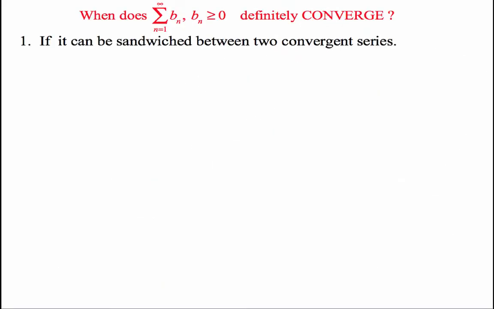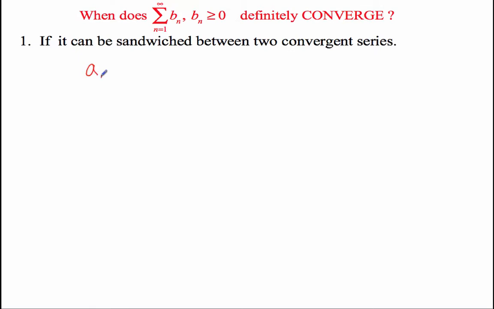Let me now pose the following question. When does an infinite series like this converge? Now this is a series of terms, Bn, each of which is positive definite. The answer is that this series will converge if it can be sandwiched between two convergent series. Let me explain what that means and prove the statement as I go along.